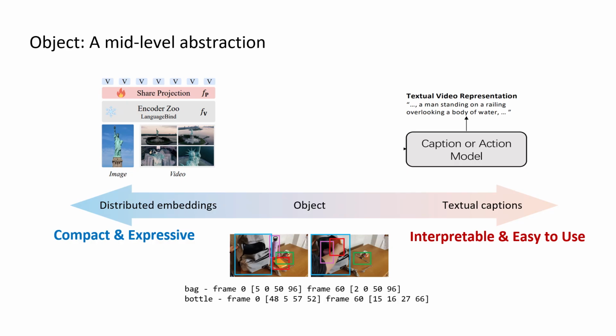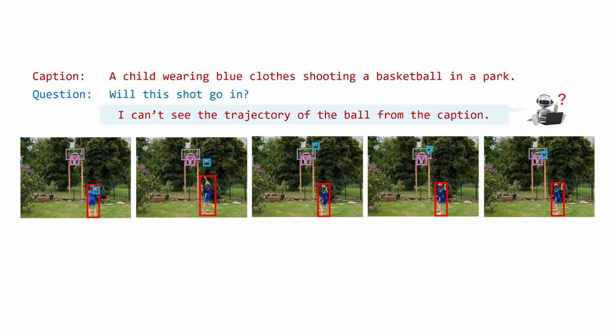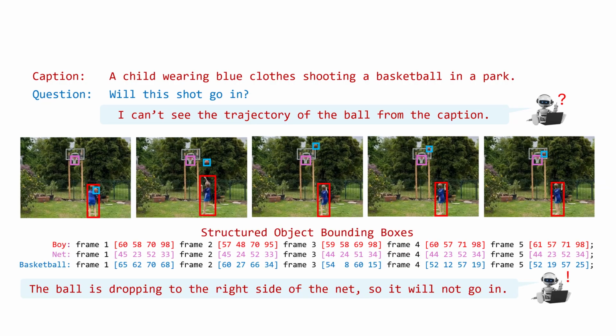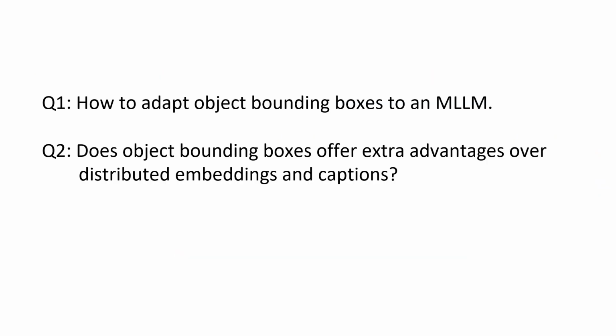However, if we explicitly use objects to represent the video content, it can be expressive while interpretable. For example, in this basketball shooting video, the caption loses the position information of the ball and the hoop, making it impossible for the model to determine whether the shot will go in. If we accurately track the object's bounding boxes, we can infer the spatial relationship between the ball and the hoop and answer the question.